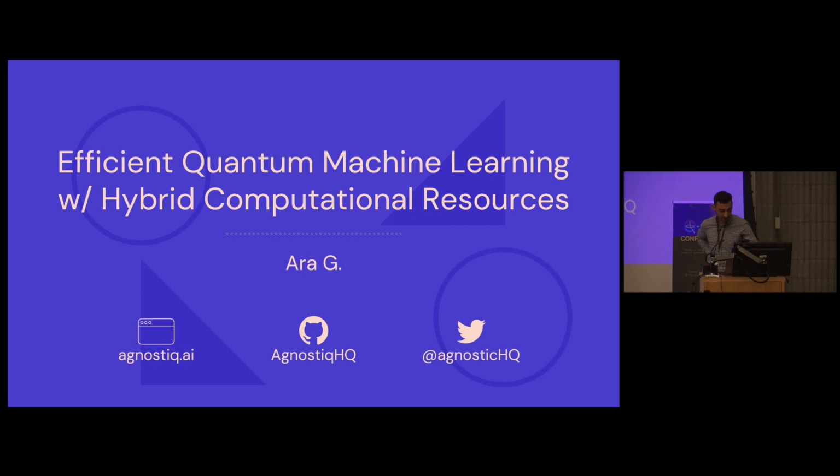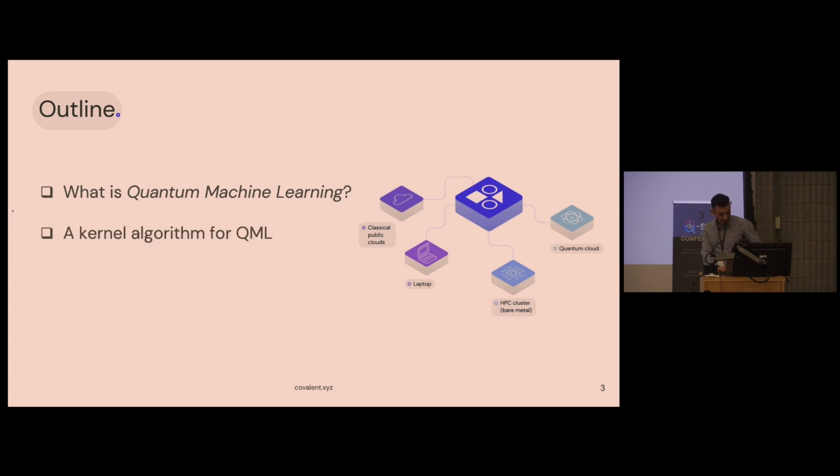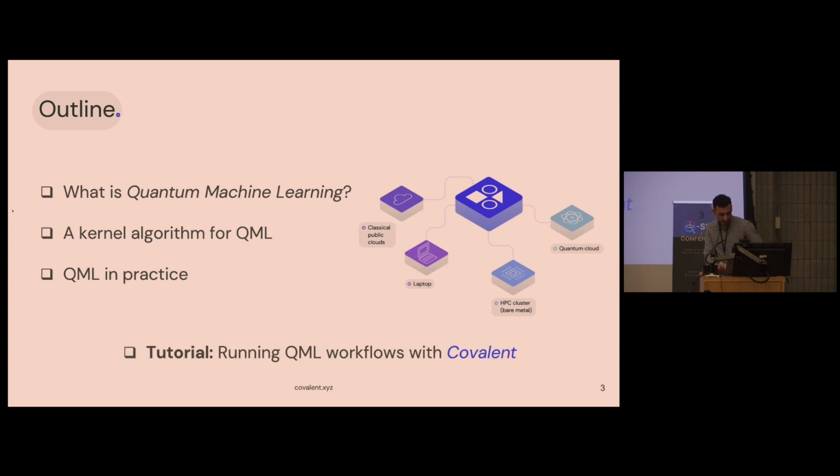Hi, everyone. So I'm Ara, and today I'll be talking about efficient quantum machine learning using hybrid computational resources. Okay, so quick outline. The first thing I'll address is what exactly is quantum machine learning. Spoiler, it's pretty much what it sounds like. After this, we'll talk about a kernel algorithm for quantum machine learning, and I'll also explain what a kernel is. Then we'll move on to how we actually implement quantum machine learning in practice, and I'll finish with a tutorial where we'll run a QML workflow using Covalent.